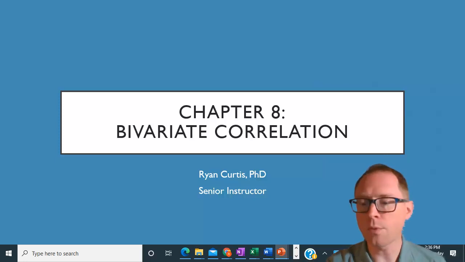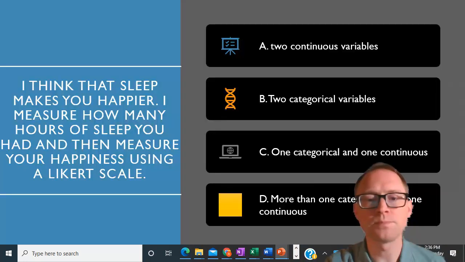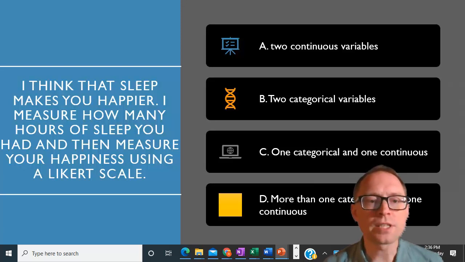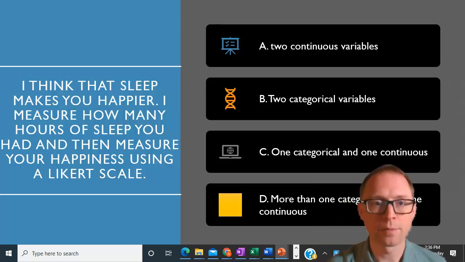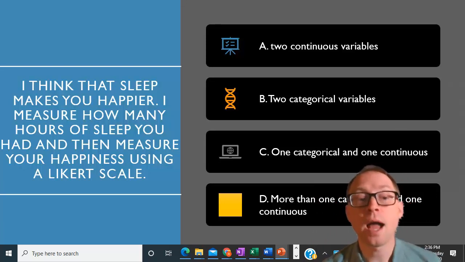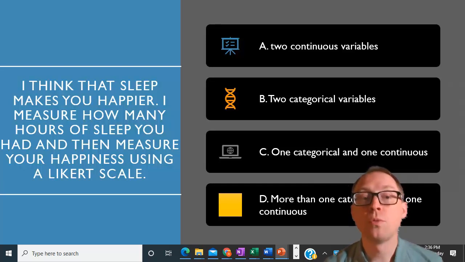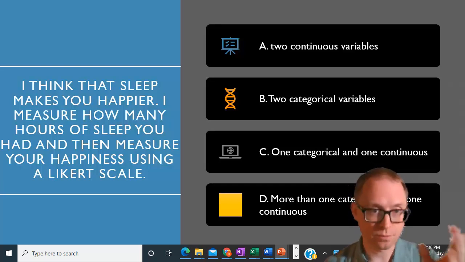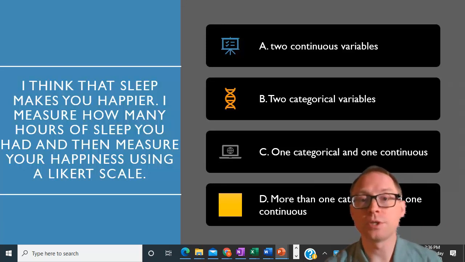Let's start with a review question. I think that sleep makes you happier. Okay, sleep, happier. I measure how many hours of sleep you had. Then I measure your happiness using a Likert scale. What is this example showing you? Is it A, two continuous variables, B, two categorical variables, C, one categorical and one continuous, or D, more than one categorical and one continuous?